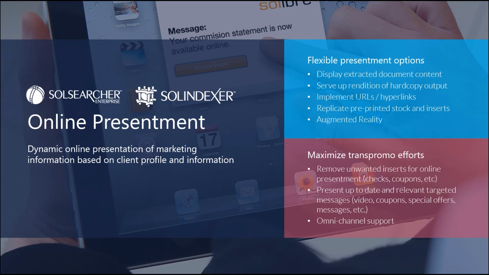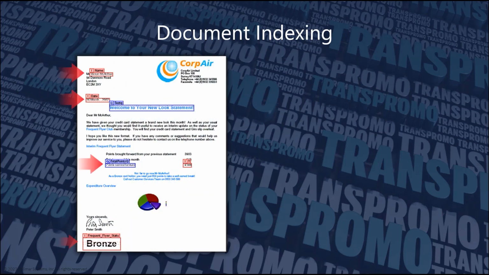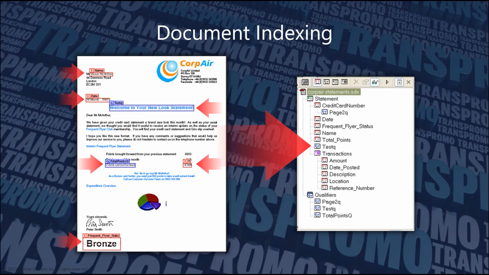With online viewing, the information from the output can also be presented in various ways, such as displaying only a summary of the monthly statement's information. Next, we'll take a quick look at how indexing tools and Solimar Searcher Enterprise, or SSE, solutions relate to transpromo concepts for online presentment. As documents are prepared for online presentment, they are first indexed based on templates that define what content should be extracted.